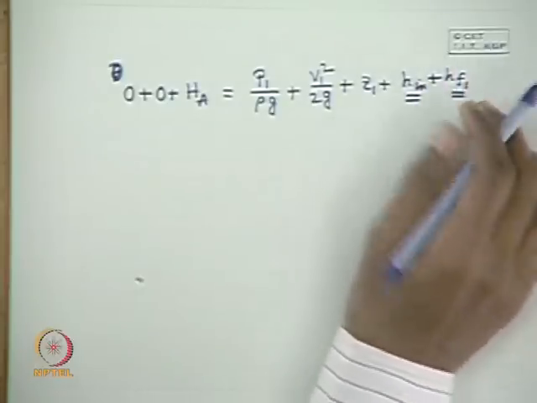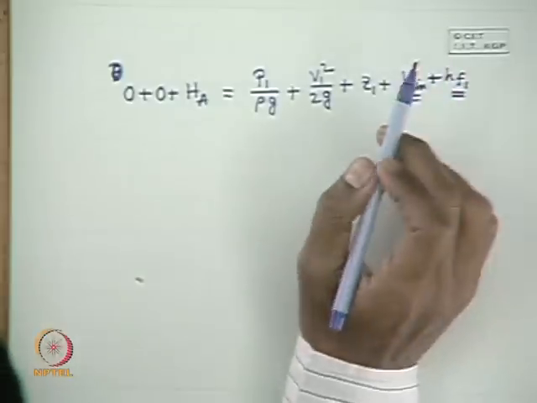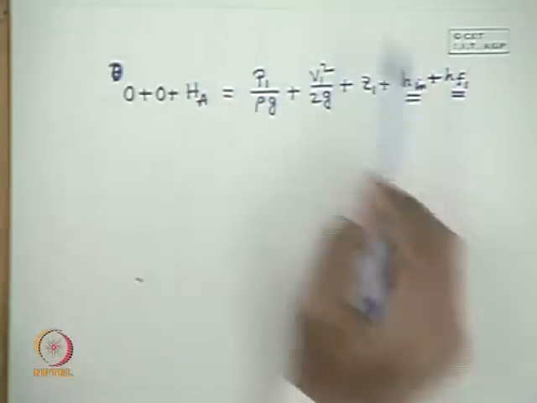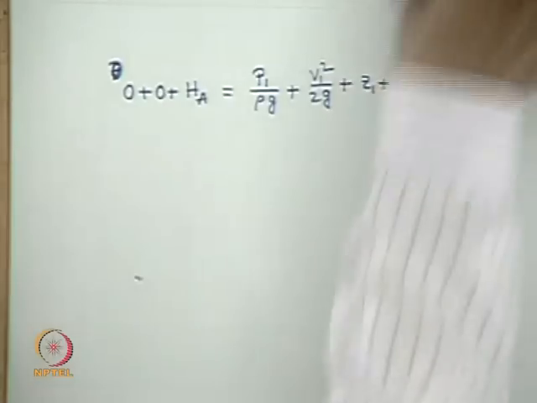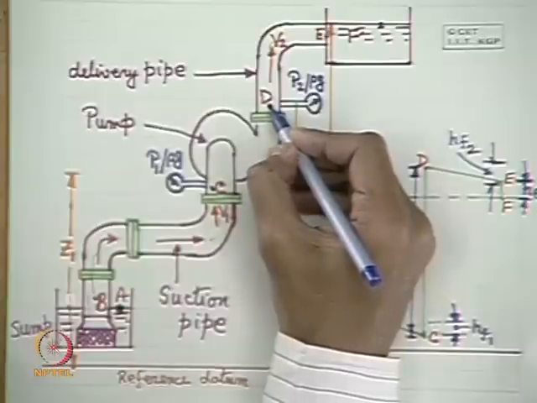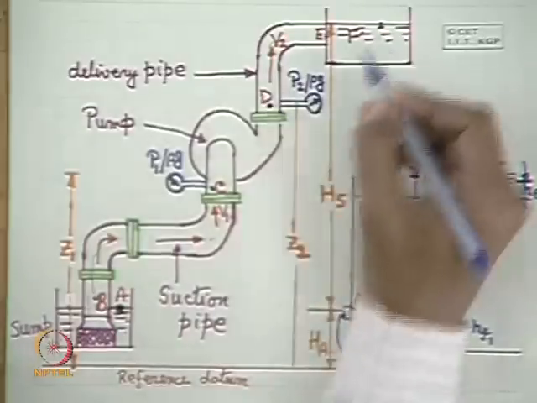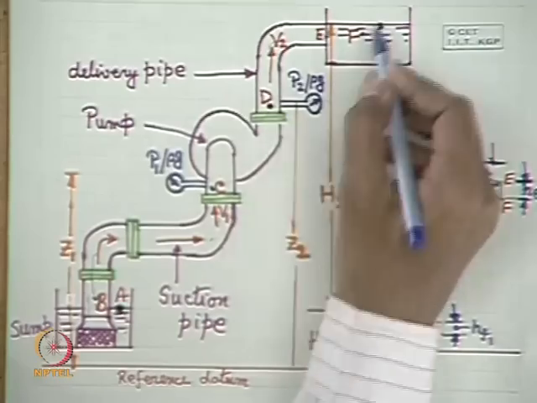So H in plus HF1 is the total losses that take place while the fluid flows from a point at the sump to the inlet to the pump. Now, if we write the Bernoulli's equation between point D and point F, if we now write the Bernoulli's equation from point D to point F, what will we get?